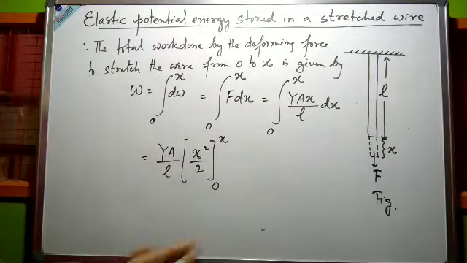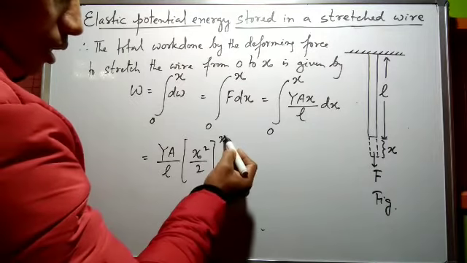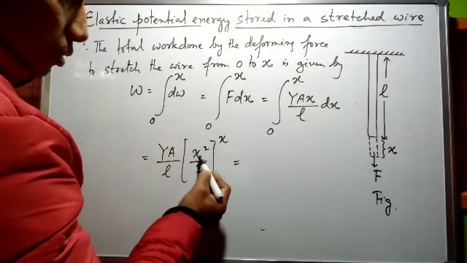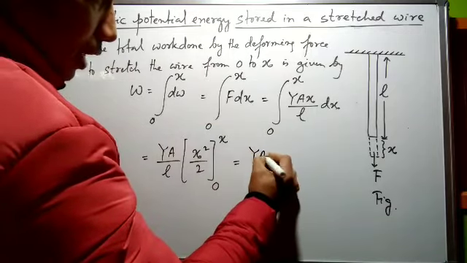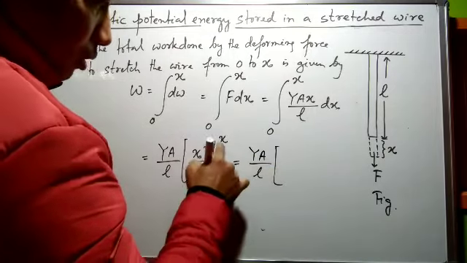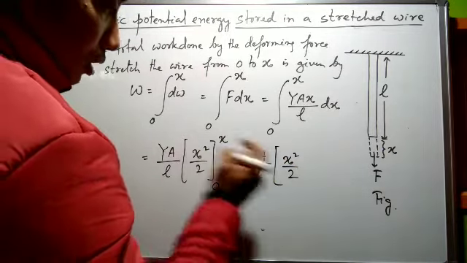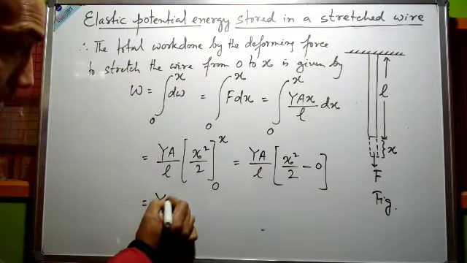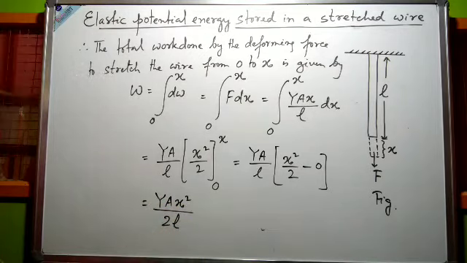So, according to the rules of definite integration, here we have to substitute the upper limit x in place of x, and then the lower limit 0 in place of x, and subtract. So we get Y A x square divided by 2 L.